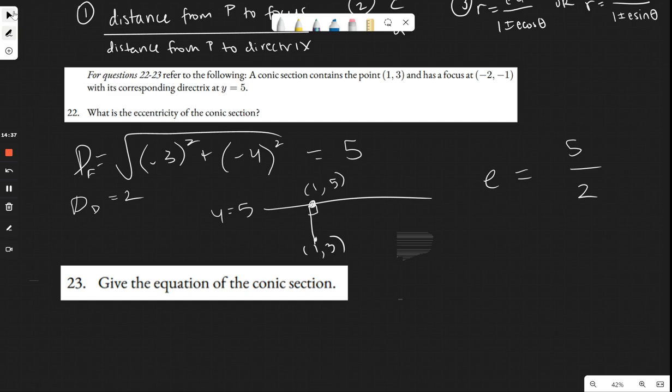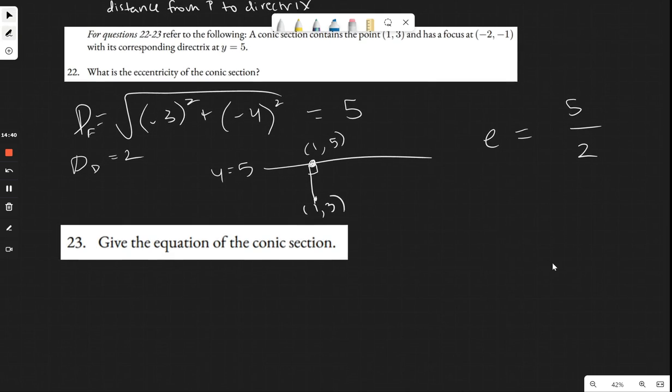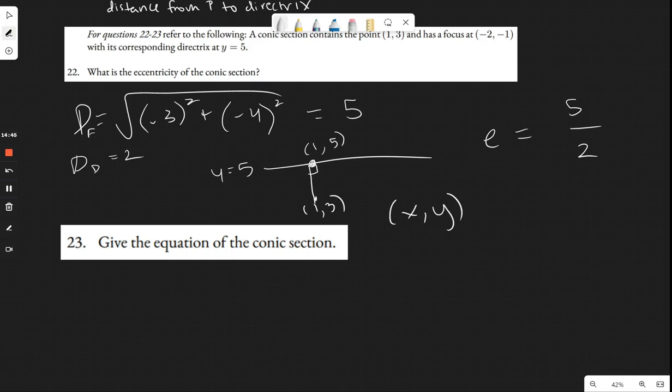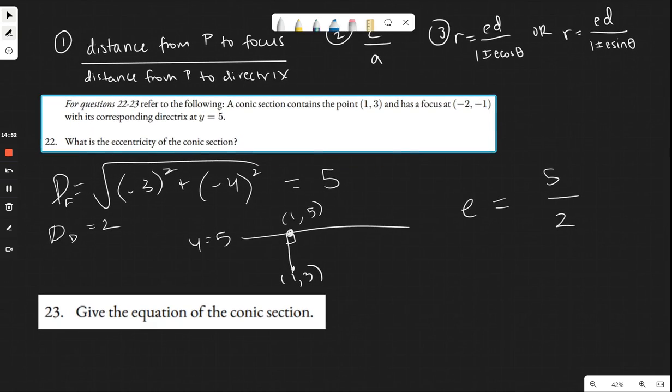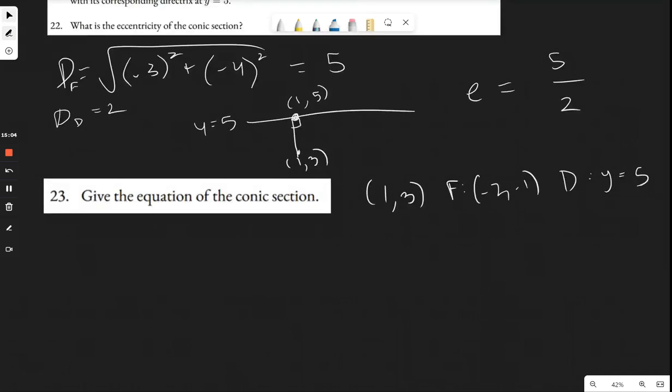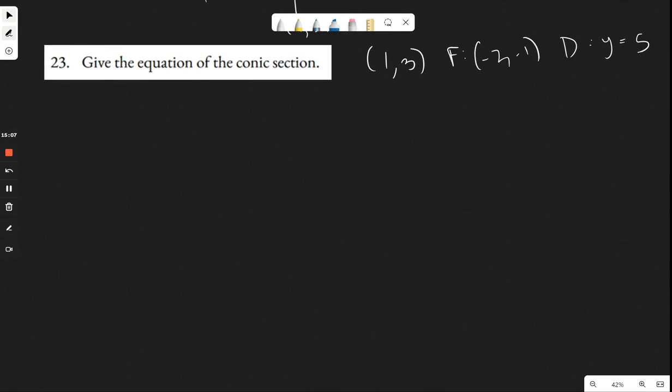So we can make a little ratio for this. Using the distance formula, for any arbitrary point x, y, let's write all of our information here. So what were our points again? The focus is (1, 3), or rather (-2, -1), and the directrix is y equals 5. Okay, perfect.